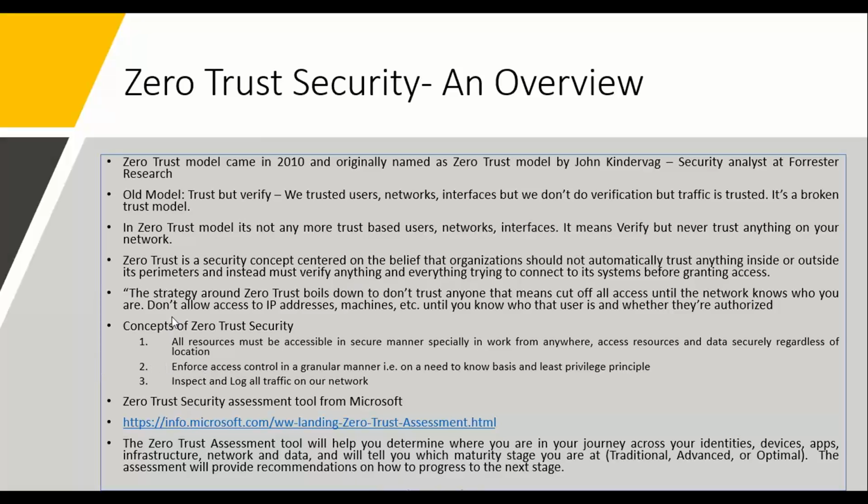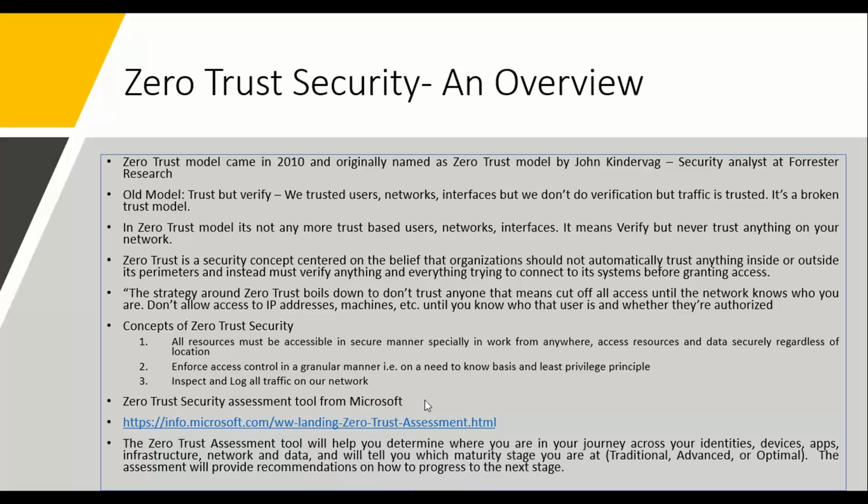The three major concepts of zero trust security: all resources must be accessed in a secure manner, especially in work from anywhere options. So right now we saw during the pandemic that all are working from home and anybody is connected from anywhere. So in this scenario, the access should be secured, and the data should be secured regardless of the location. Enforce access control in a granular manner, that is on a need to know basis and with the least privilege principle. Inspect and log all the traffic on your network. So these three are the major concepts of zero trust security.